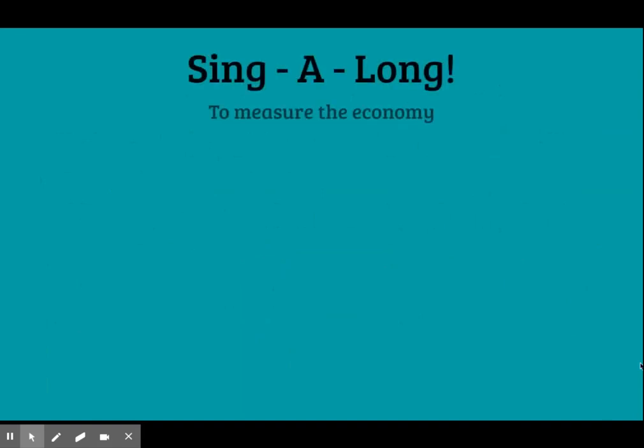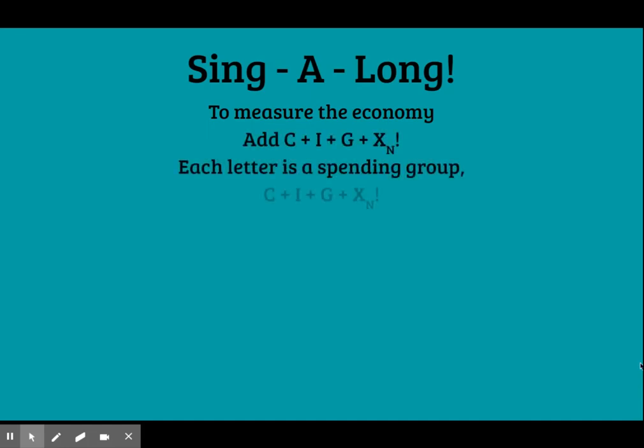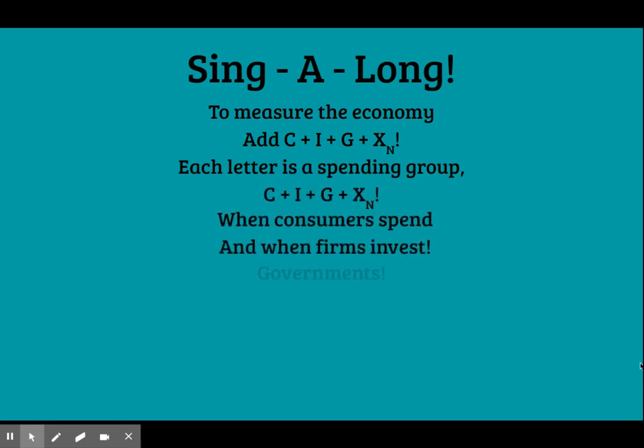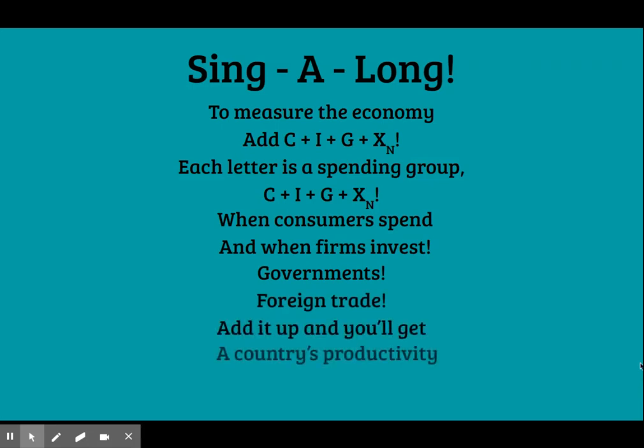To measure the economy, add CIGXN. Each letter is a spending group, CIGXN. When consumers spend and when firms invest, governments, foreign trade, add it up and you'll get a country's productivity.